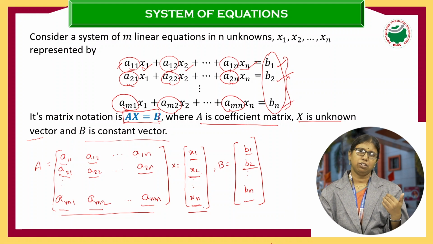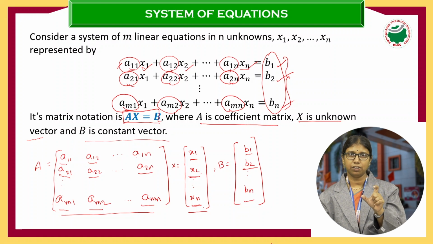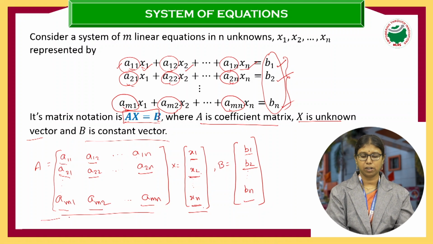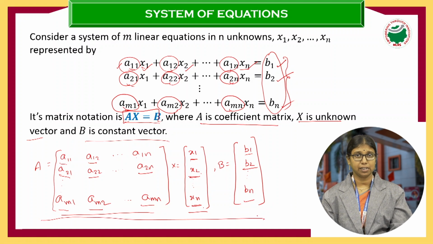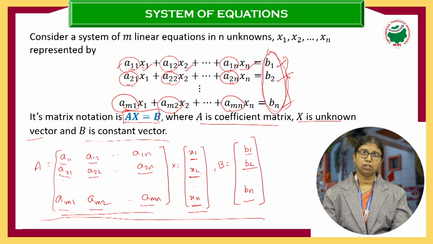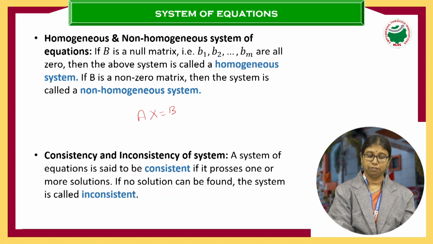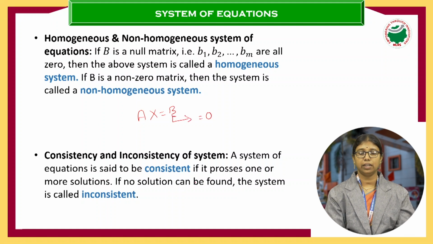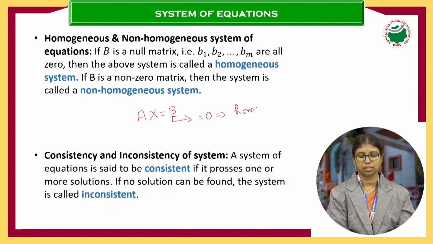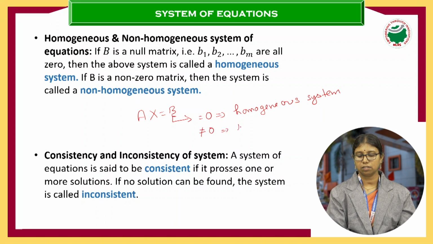Whether you have an equal number of equations and unknowns or a different number, you can represent the set of equations in matrix notation as Ax equal to b. Here A is a coefficient matrix, x is an unknown vector, and b is a constant vector. In this matrix notation, the right hand side values may sometimes be equal or sometimes not. If this constant vector b is equal to 0, then we call the system a homogeneous system. If b is not equal to 0, then the system is a non-homogeneous system.